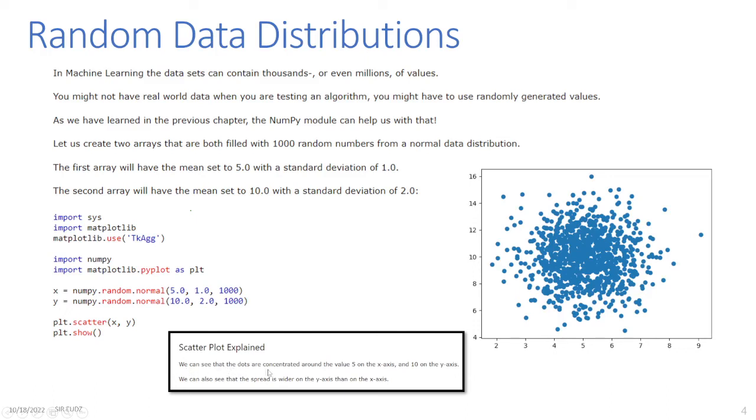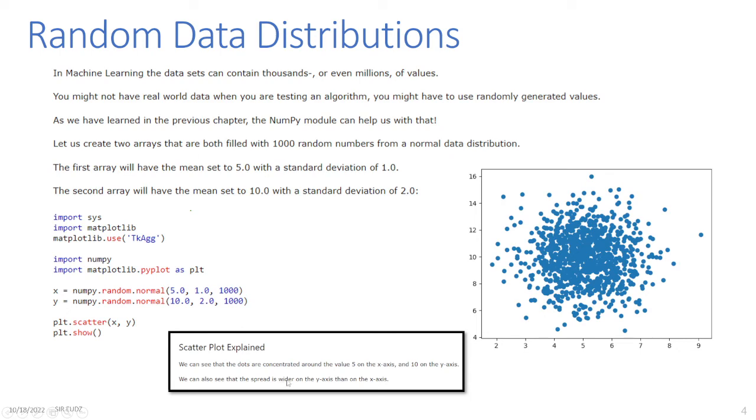We can see that the dots are concentrated around the value 5 on the x-axis because it's the mean, and around 10 on the y-axis, which is also the mean. We can also see that the spread is wider on the y-axis than on the x-axis because of the standard deviation.